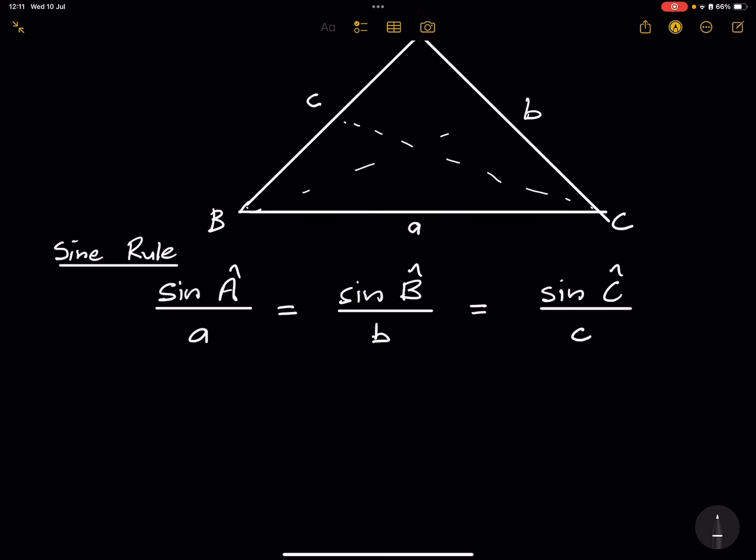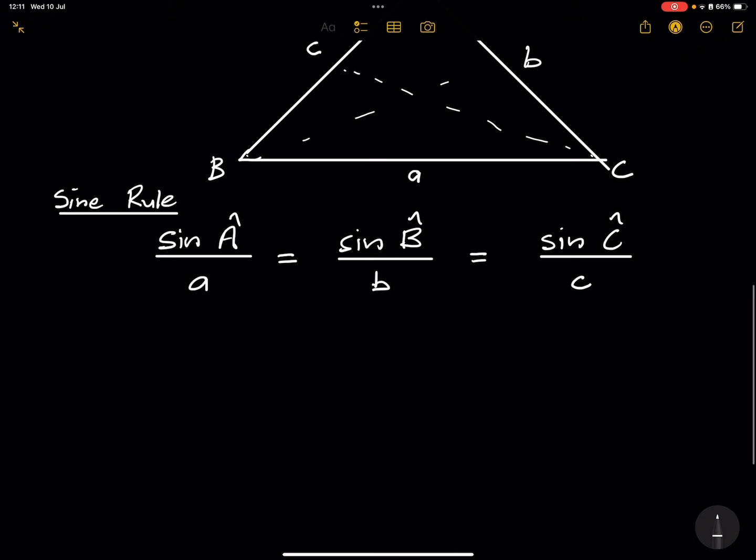Now, how do we use our sine rule? When do we use our sine rule? First of all, if you are ever given two sides and one angle, we are going to use the sine rule. And of course, we can use it when we do not have a 90-degree triangle.